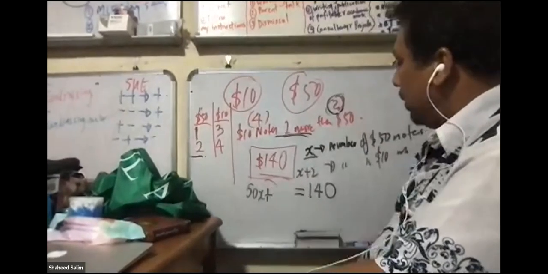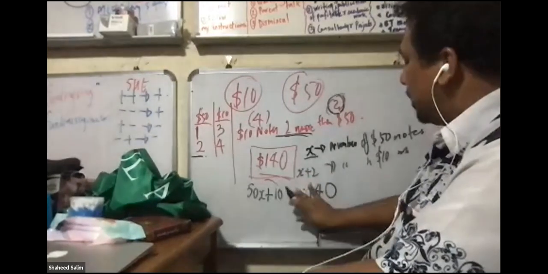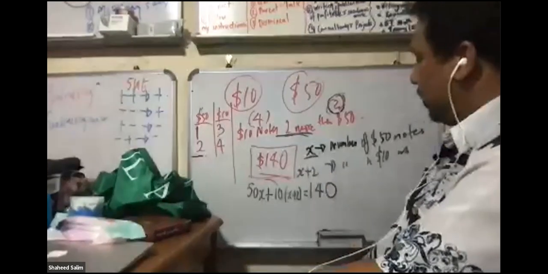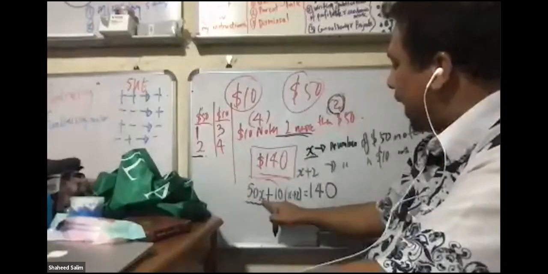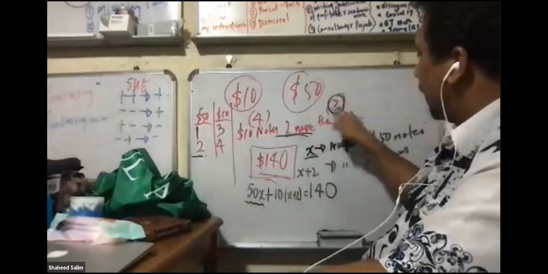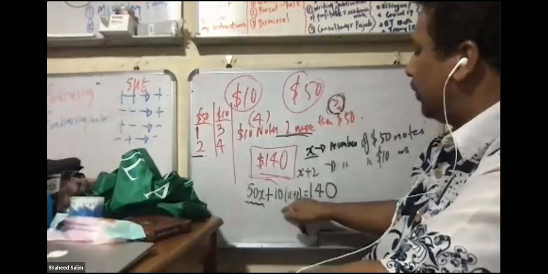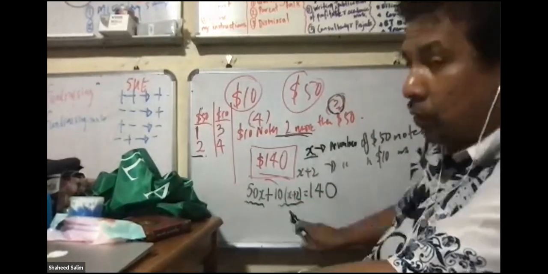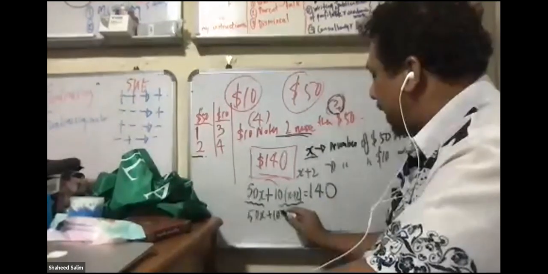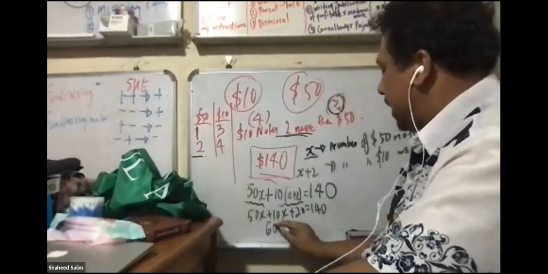50X. Plus, then I must multiply by the value for the $10 notes. How many $10 notes are there? X plus 2. This is the value, 50 times X. 50 times X is $100. So now 50 times X is the value, and $10 times X plus 2 is the value of the $10 notes. If you can understand this part, then you can solve it. 50X plus 10X plus 20 equals 140.